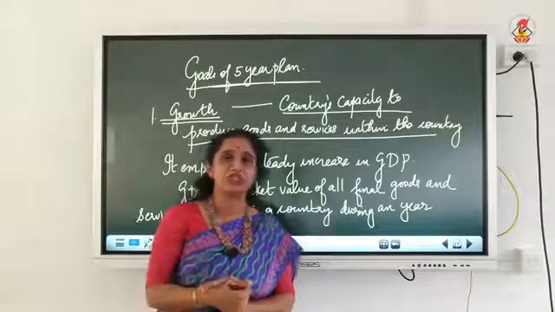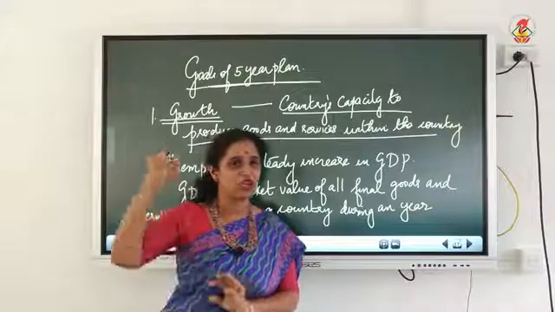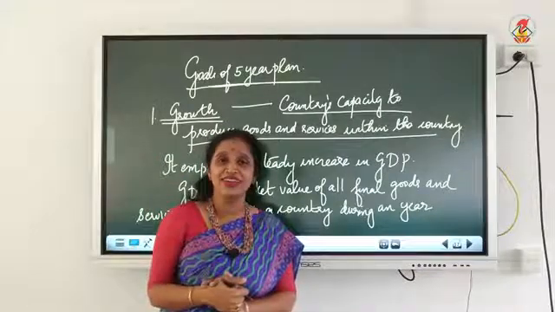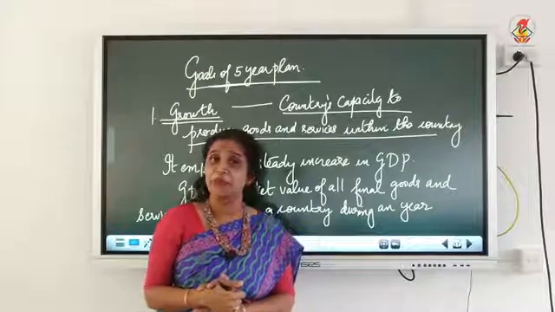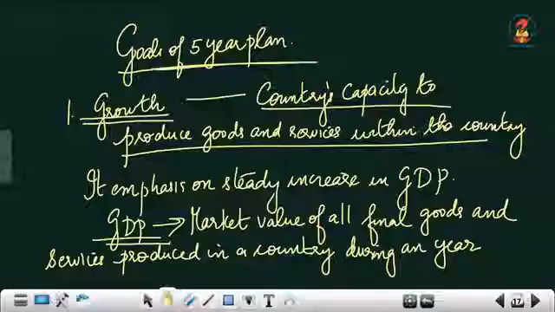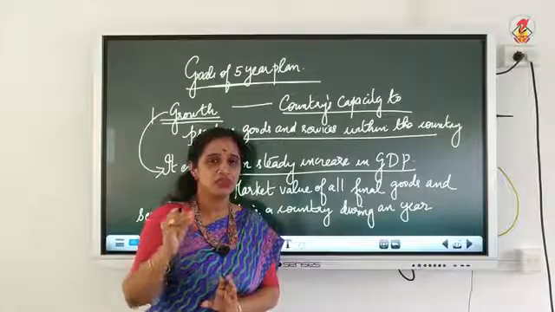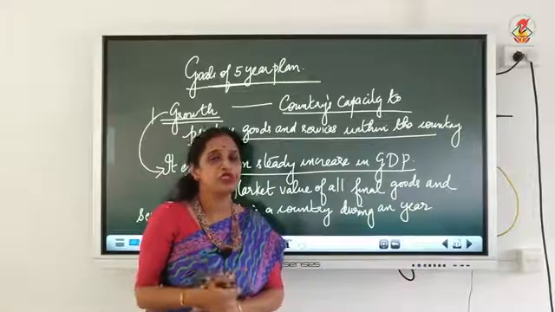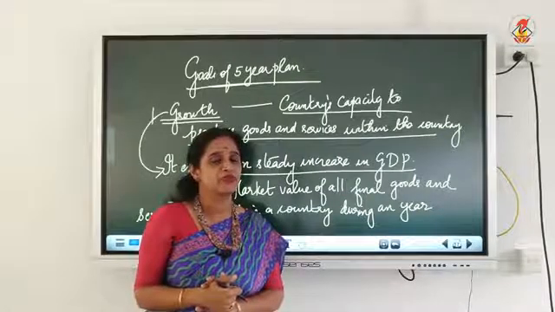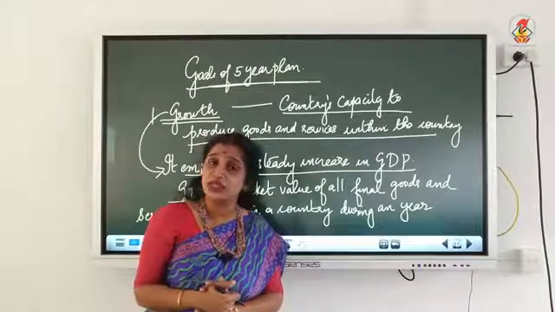Depending on that, we can measure the growth of the country. So, when I speak that sentence, one particular concept should come to your mind, what you have learned in class 10, that is GDP, gross domestic product. So, what is gross domestic product? We can say growth emphasizes the steady increase in GDP. What is meant by growth? A country's capacity to produce goods and services within the country. So, total volume of goods and services produced in the country means the concept is GDP. Therefore, growth as a goal emphasizes increase in the GDP.